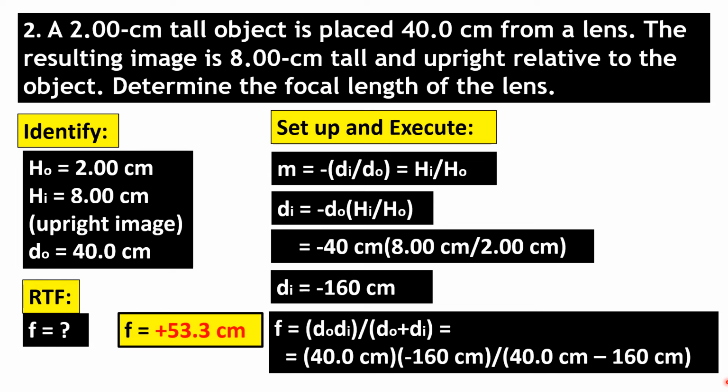So you see, our earlier prediction that the type of lens is a converging lens is confirmed, because a positive focal length corresponds to a converging lens. If we summarize the result based on our computation, this converging lens formed a virtual image, since our di came out to be negative.